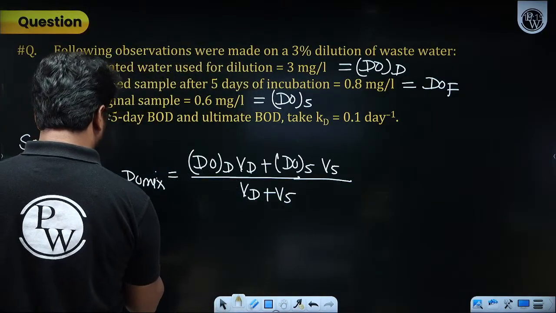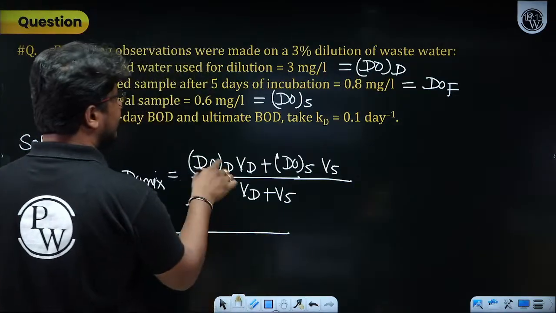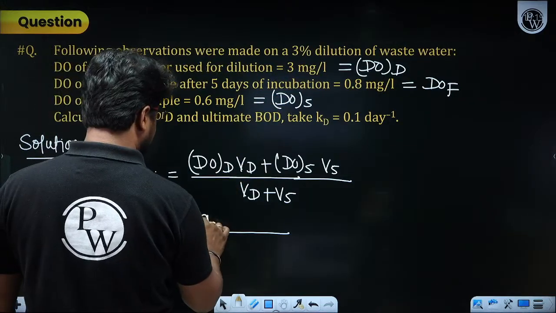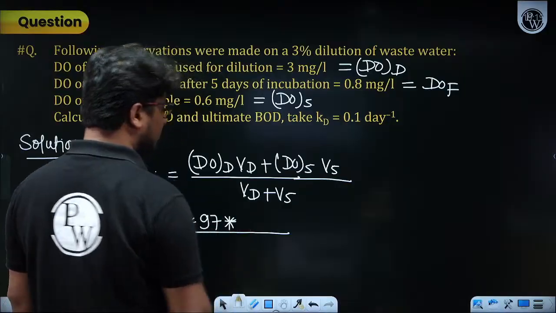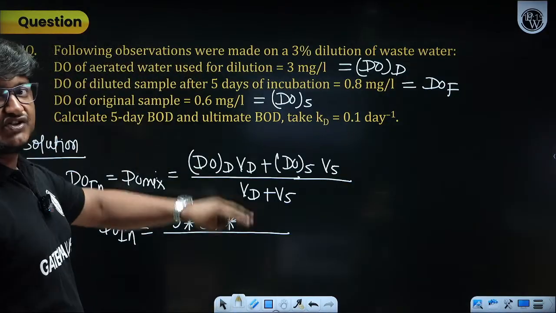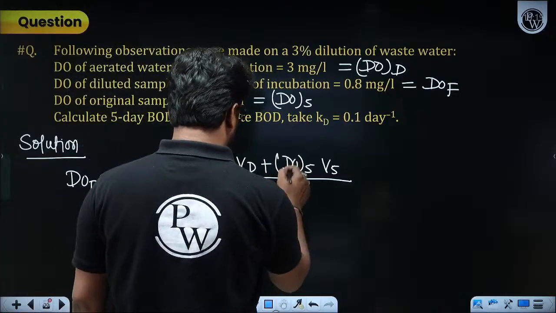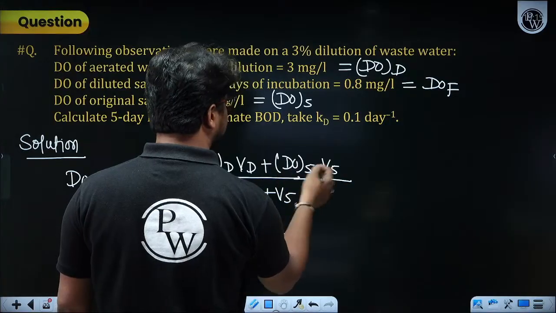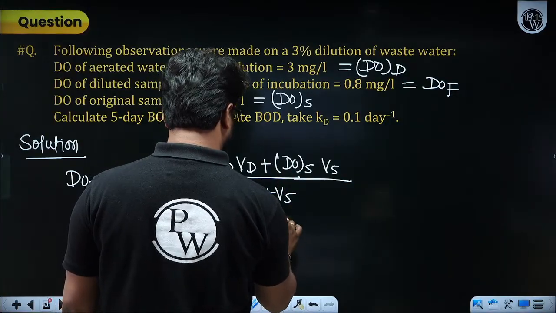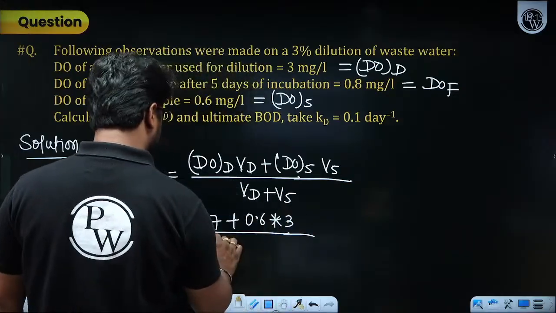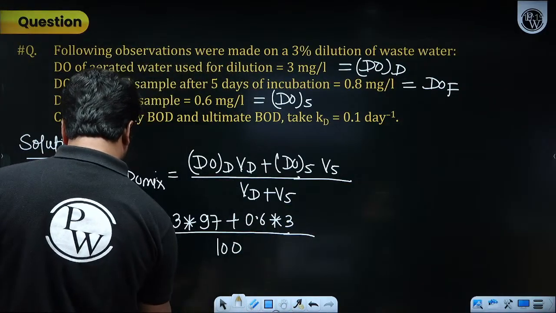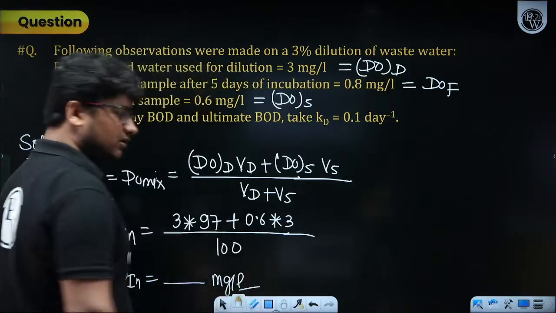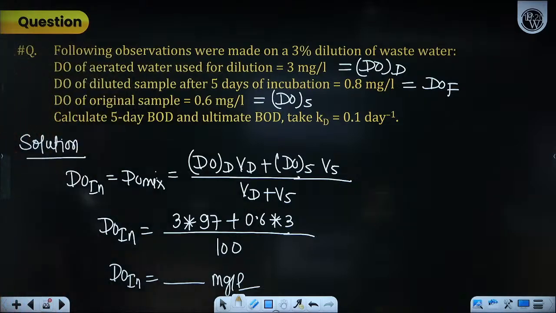DOD into VD plus DOS into VS, divided by VD plus VS. So how much are you guys getting for DO initial? For DOD, it is 3% dilution. That means 97% will be the diluted water which you have used for the dilution purpose, and DOS is 0.6 into 3 divided by 100. Anybody who has done the calculation, you guys can give me the value of DO initial.